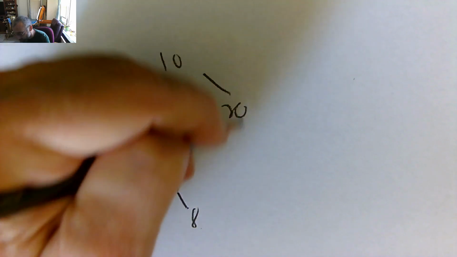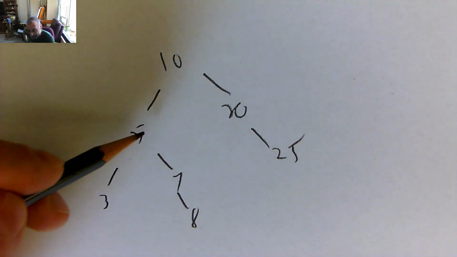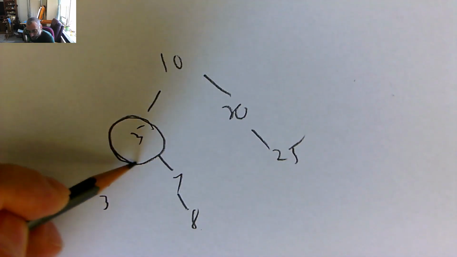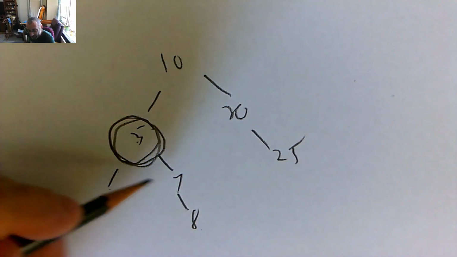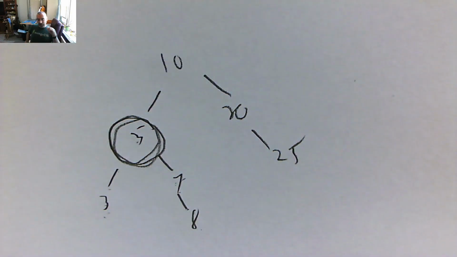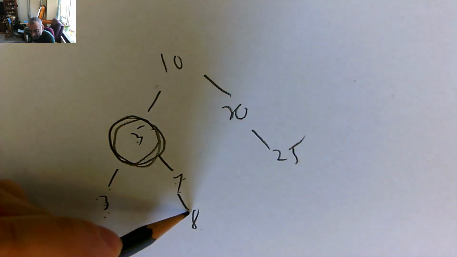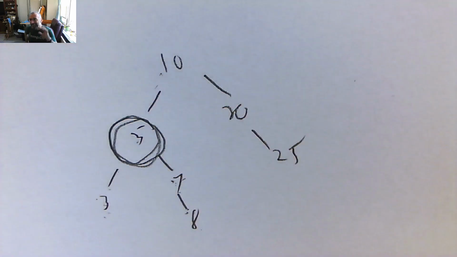So we have the 10, the 5, the 3, the 7, the 8, the 20, and the 25. So the last situation, the most complex situation, is this one. What if we want to delete a node with 2 children? That's tricky because you can't just point the 10 to the 3, you lose these. You point it to the 7, you lose these. It becomes a little bit of a mess. So you have to think about what you have to do here.